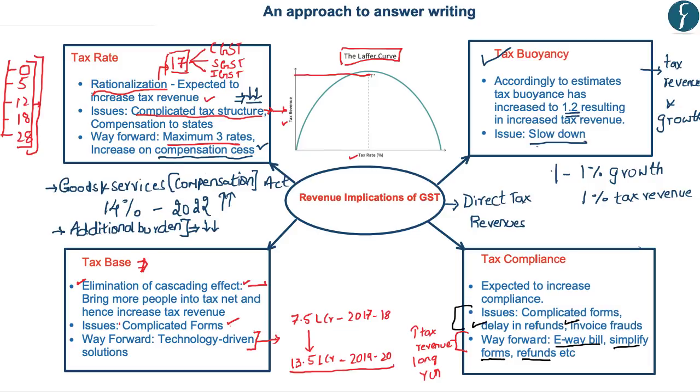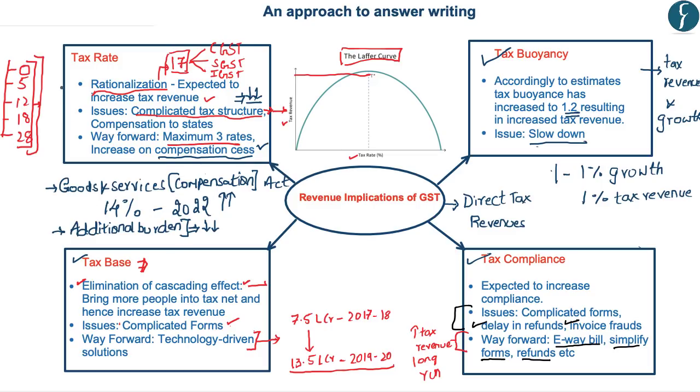Now, in conclusion, while the introduction of GST has not yielded the expected increase in revenue, it is majorly due to initial teething problems in the introduction of a major reform like GST. As a result, the government has been taking a number of steps, as we have mentioned, including the e-way bill, simplified forms, expediting the refund process, and introduction of technology including big data, which are sure to improve tax compliance and hence the tax base, resulting in higher revenues for the government.